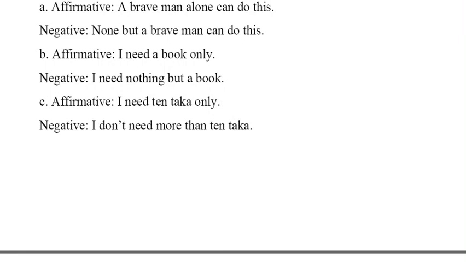So the first rule is all about only and alone, and for this we'll take none but, nothing but, not more than, not less than. None but for persons, nothing but for things, and not more than, not less than for numerical values. In the same way, if you find none but, nothing but, not more than, not less than, to make them affirmative, we'll take only or alone. That's all.